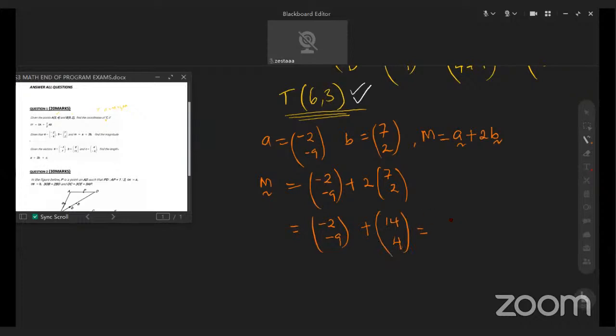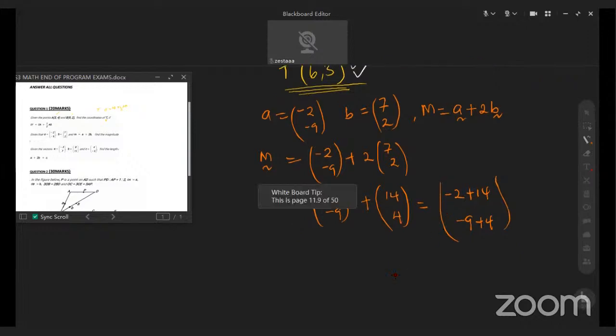So this is equivalent to -2 plus 14, and then -9 plus 4. So the rest of the thing is now doing the addition. So -2 plus 14 will be 12. Okay, then -9 plus 4, I think it will be -5.